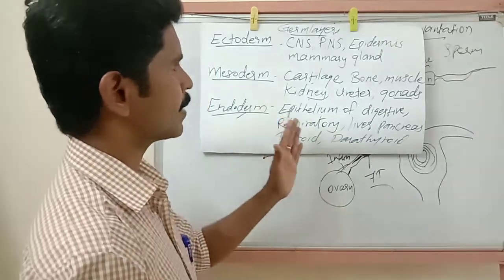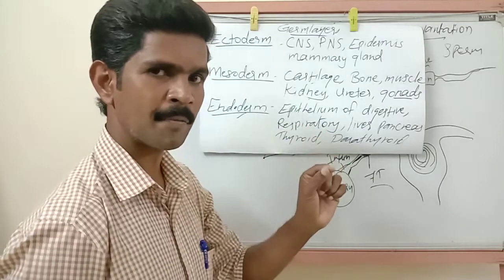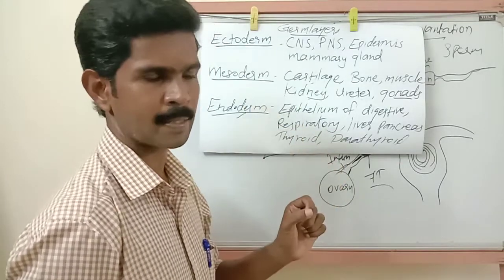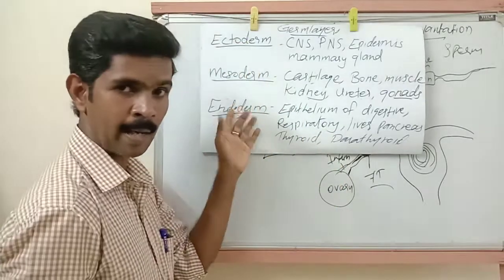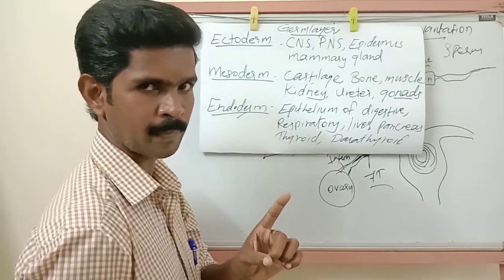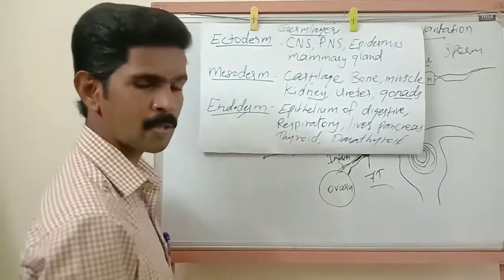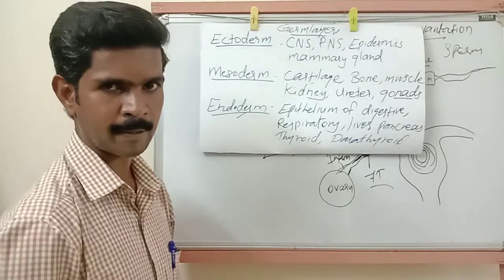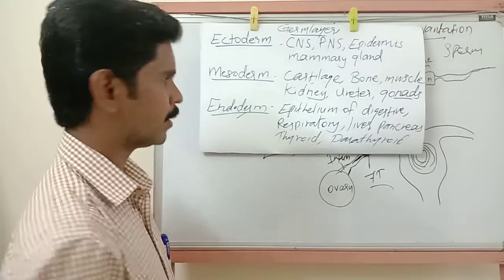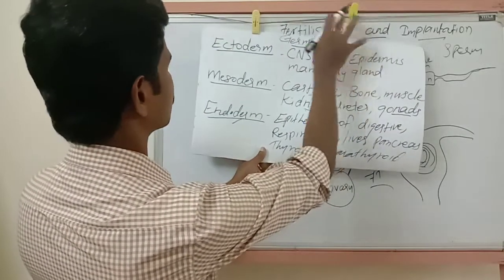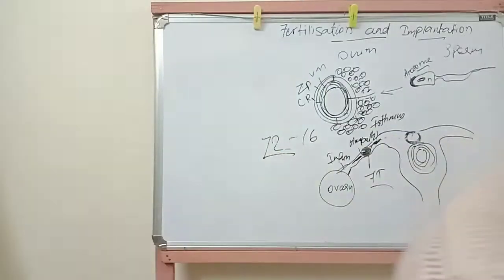So now we completed the organs developed from the 3 germ layers. This is a very important 3-mark question and 1-mark question also. Sometimes some 1-mark question may also be asked from this topic. Understand a few?